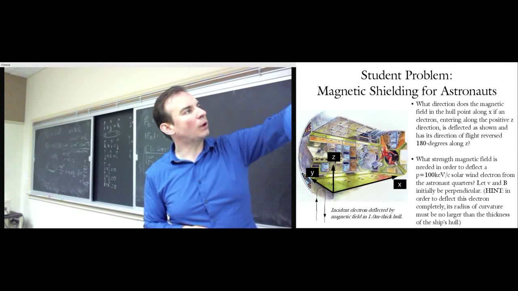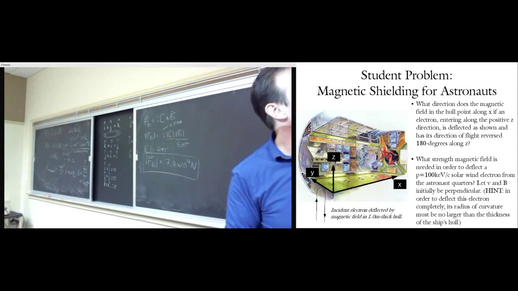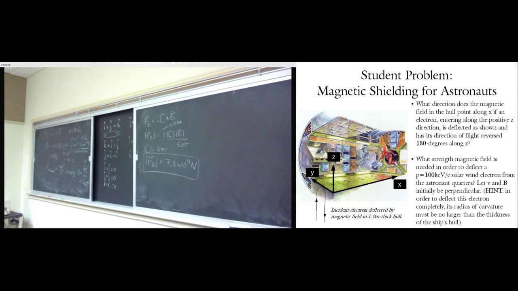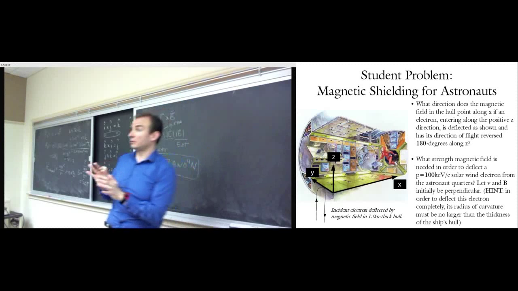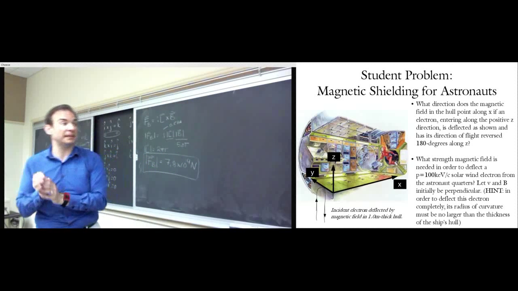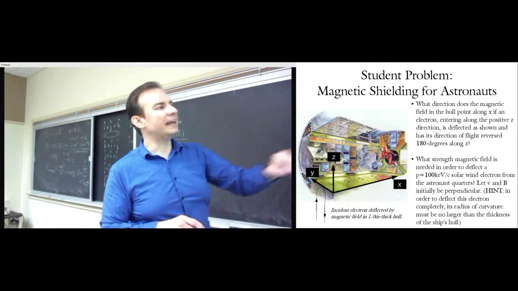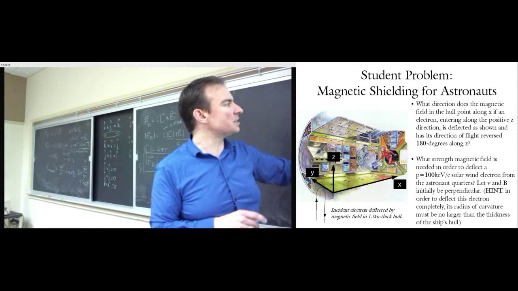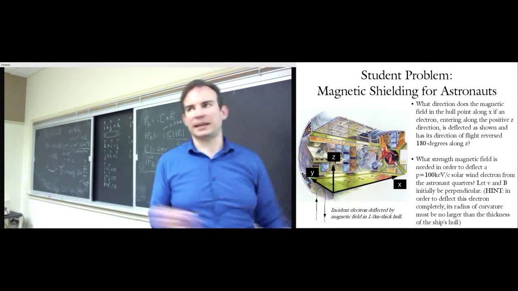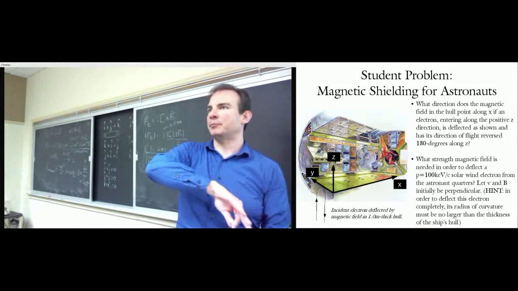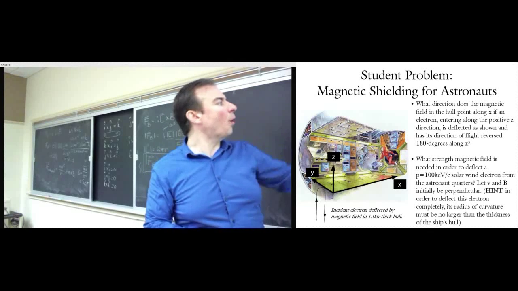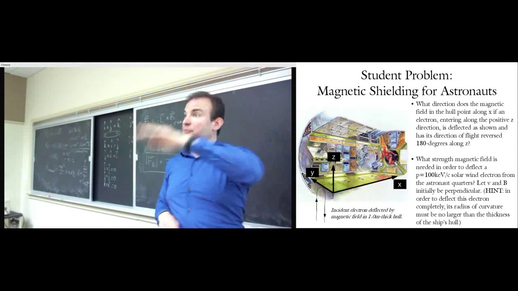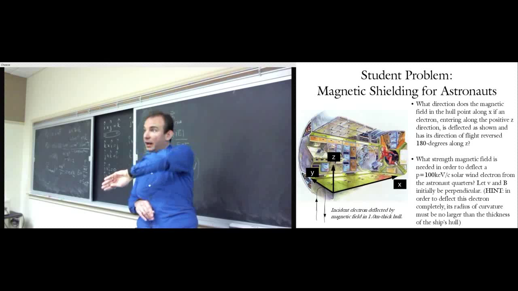And then finally, what strength magnetic field is needed in order to deflect that 100 keV divided by c solar wind electron from the astronaut quarters? You can let V and B be perpendicular, so they can be initially perpendicular to one another, no problem. And here's a hint. If you're going to deflect this electron, you don't want it to get inside and graze the foot of the astronaut who might be standing there and give them foot cancer, okay? So you want those electrons to stop before they hit the inside of the floor.